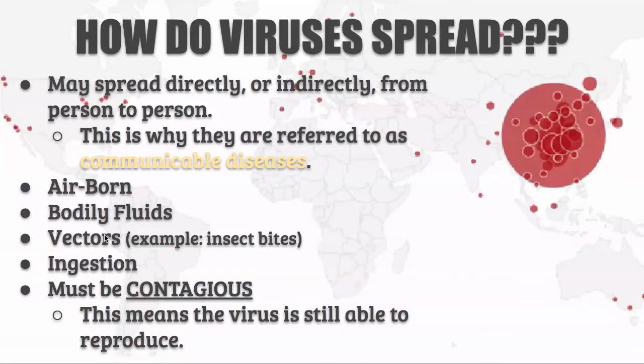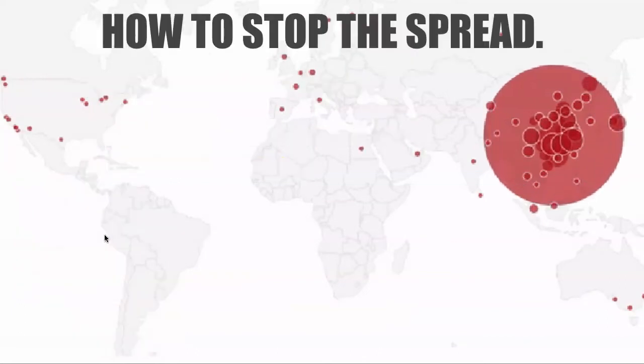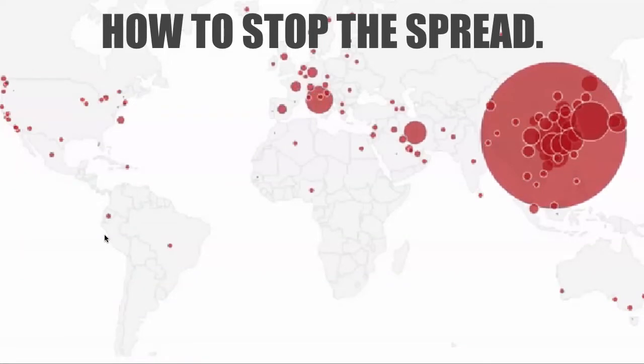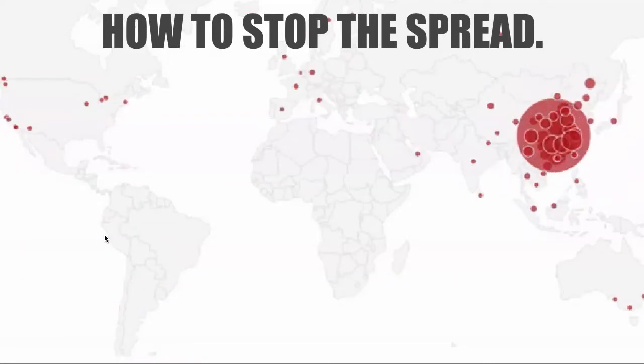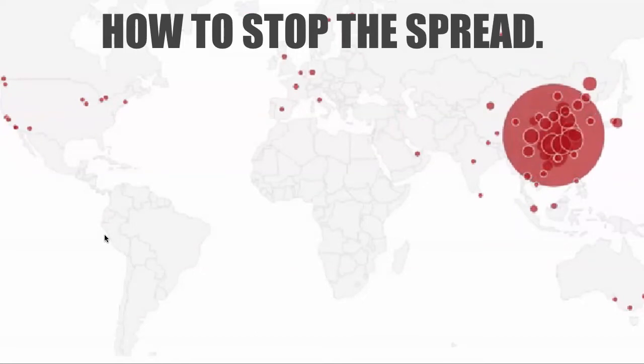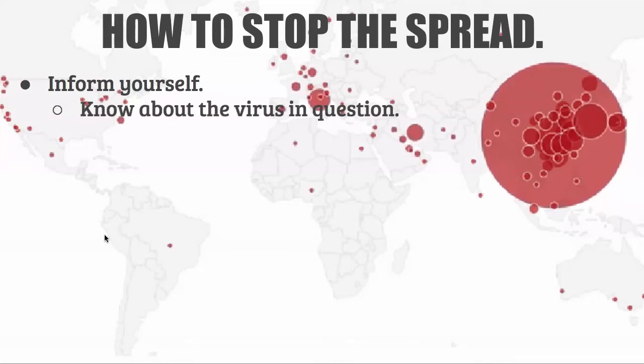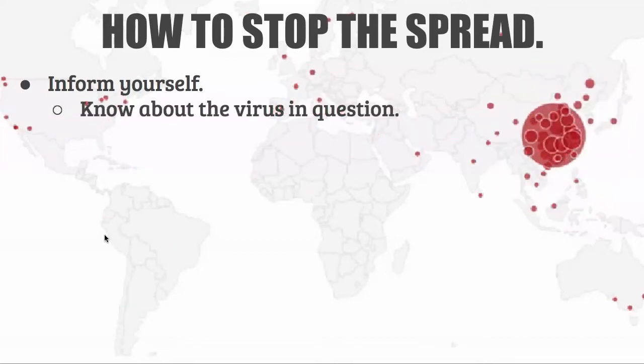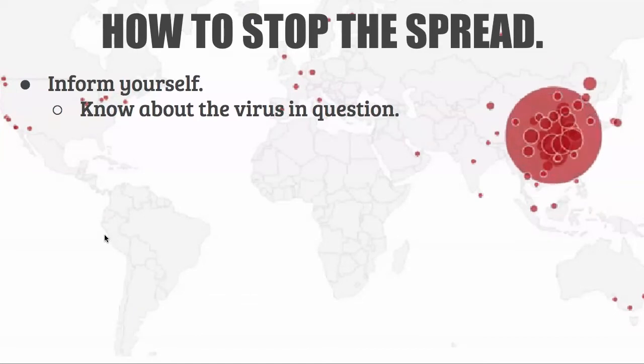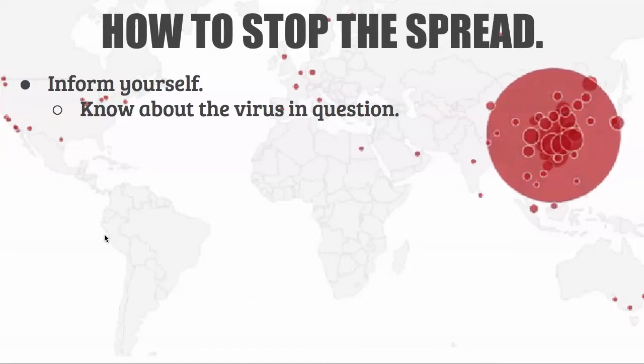Which brings us to the final thing I want to talk about: how do we stop the spread? This is, I think, an extremely important topic, especially for what we're going through right now, and so that's what I want to cover with you guys. The first thing you can do is inform yourself. Know what type of virus you're talking about. For example, talking about corona, understanding that it's an airborne virus is extremely important.